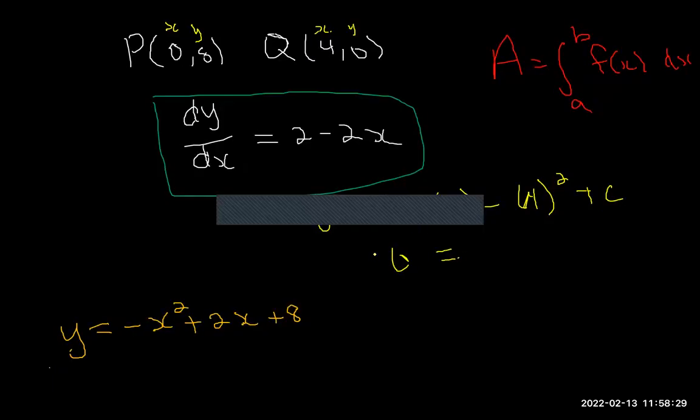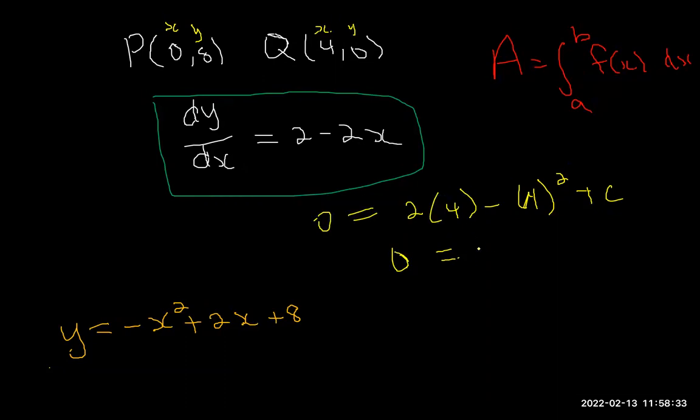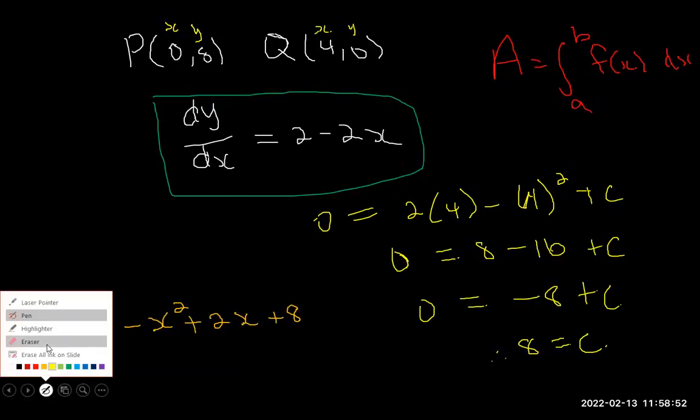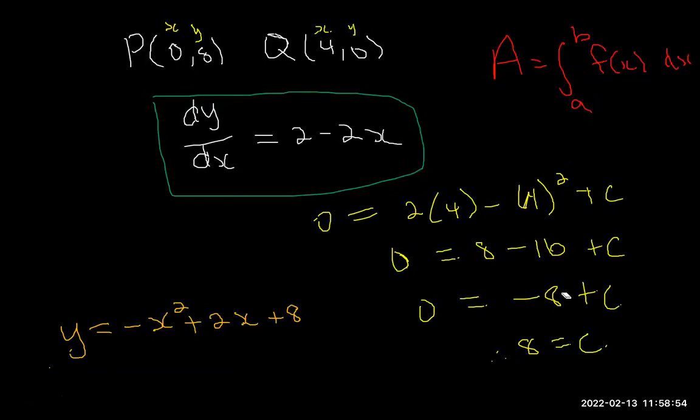So this is just me using the second point Q instead of P. So 4 by 2 is 8 minus 16 plus C, which equals 0. 8 minus 16 is minus 8 plus C, and therefore 8 is equal to C. So C is equal to 8. It doesn't really matter which point you use because both points lie on the curve, so you're supposed to get the same value for C, right?